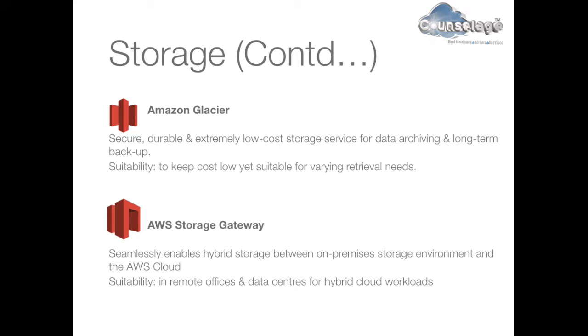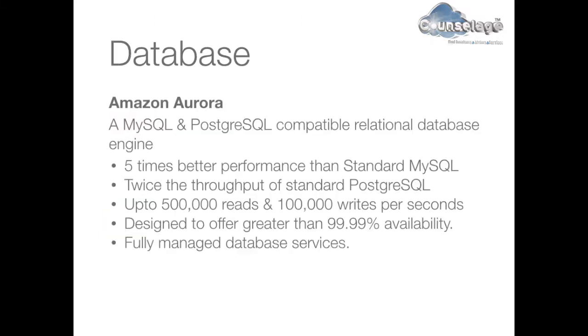Then you have AWS Storage Gateway. The AWS Storage Gateway service seamlessly enables hybrid storage between an on-premises storage environment and the AWS cloud. It combines a multi-protocol storage appliance with highly efficient network connectivity to Amazon cloud storage services, delivering local performance with virtually unlimited scale. You can use it in remote offices and data centers for hybrid cloud workloads involving migration, bursting, and storage tiering. The next infrastructure service is database.